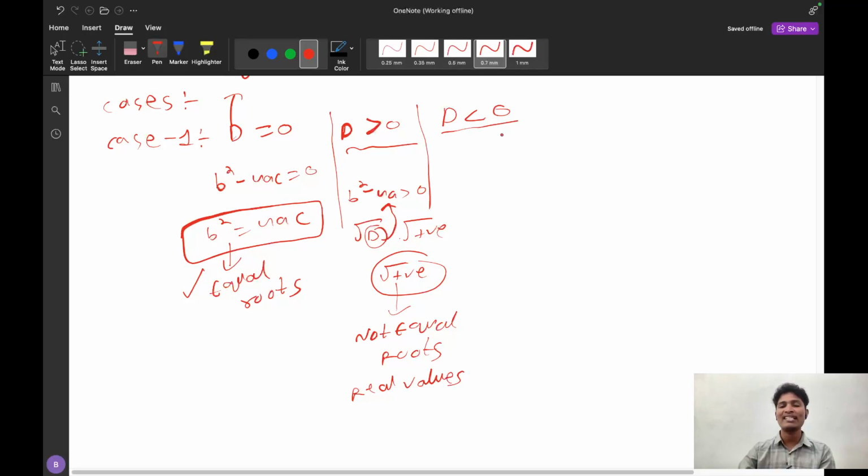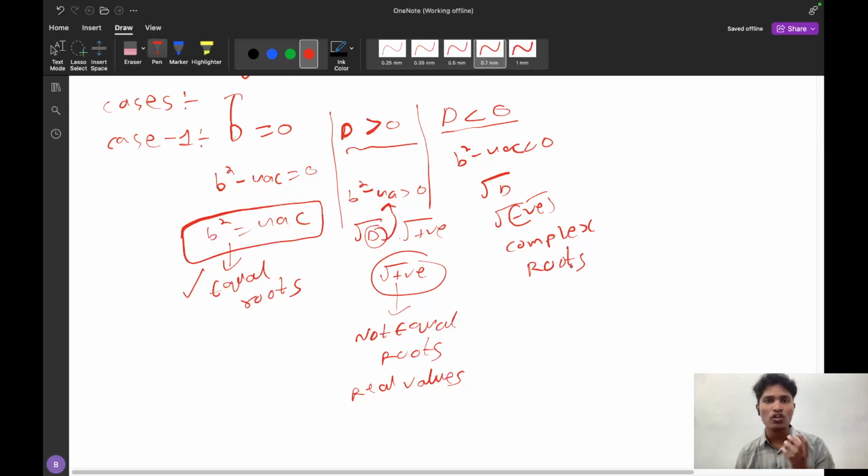If d is less than 0, that is b square minus 4ac is less than 0, what is root of d? Root of a negative value, which is invalid, or you can say you will get complex roots. So these are the 3 cases. With the help of these 3 cases, you can understand the nature of the roots.